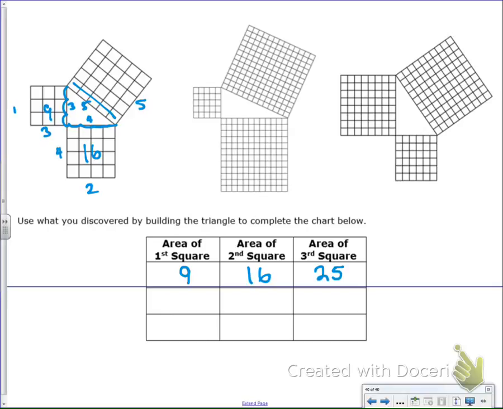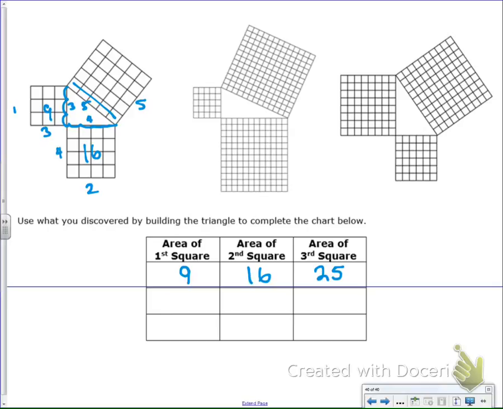Now, when he looked at this, he said, wait a second, there's a relationship here. There's something that I can see. So I want you to take a second and look at these and see if we can see what's going on. I'm not going to say it yet, but I'm going to do the second one here, this middle triangle, and see if we can pick up on it.